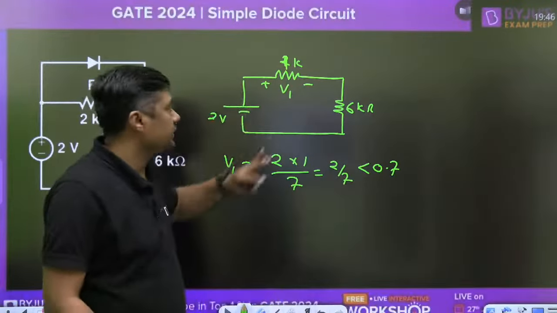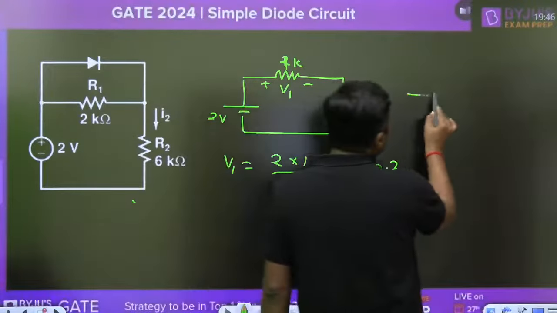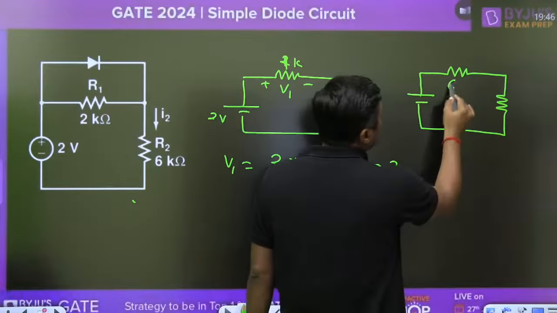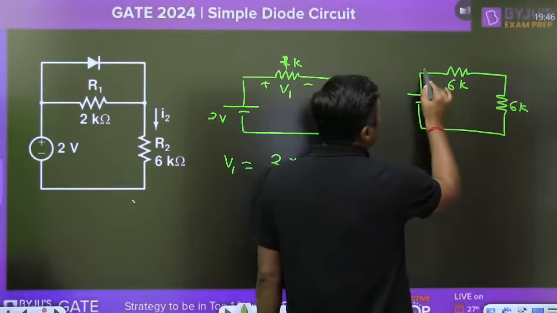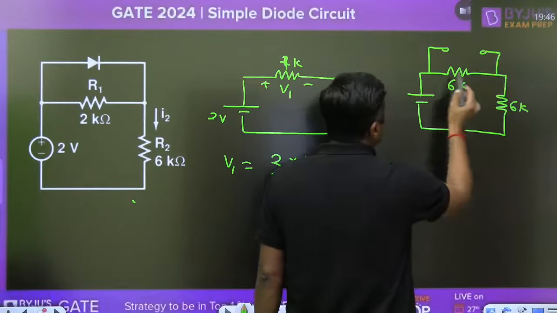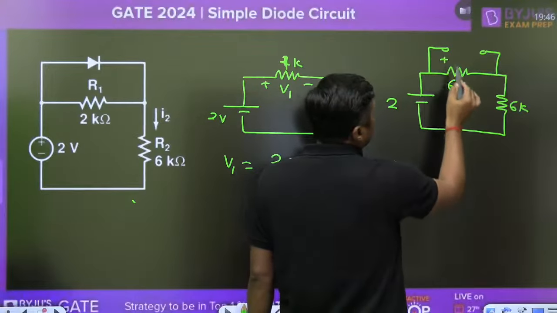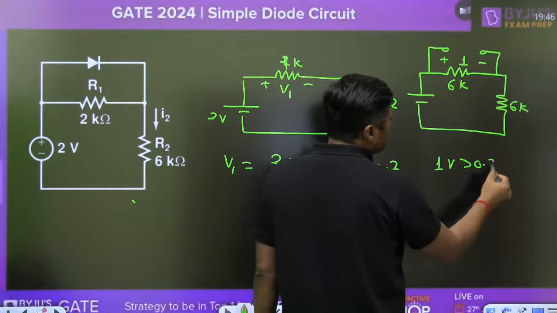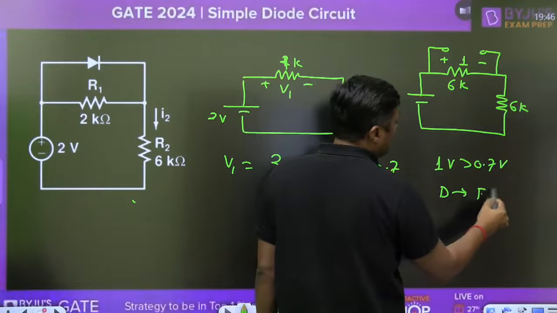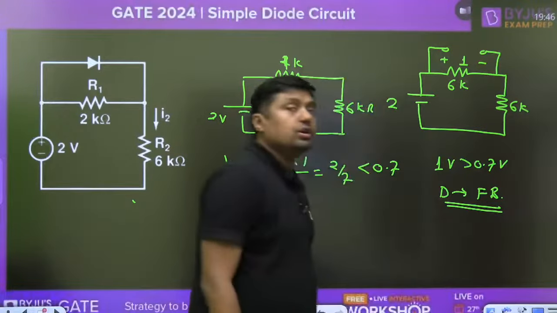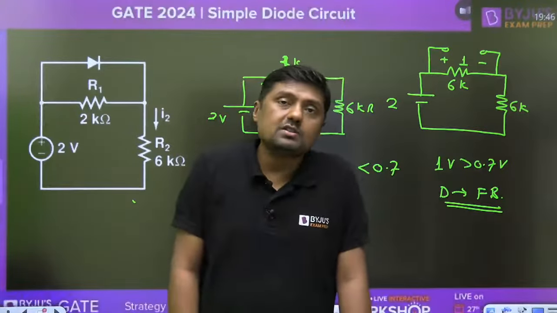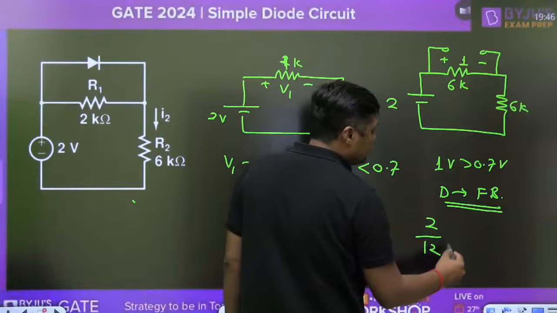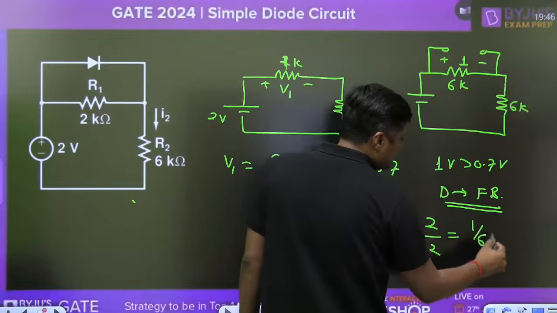Directly you can find the current. If you are taking the 6 kilo ohm, initially you are assuming that the diode is reverse bias. So what is the drop here? 6 kilo ohm means drop is 1 volt. And remember guys, the 1 volt is greater than 0.7 volt. That's why diode is not reverse bias. Diode is forward bias. Then what is the value of the current? You can't say, sir, value of the current in this case will become 2 divided by 12 kilo ohm, that is 1 by 6 milliampere.